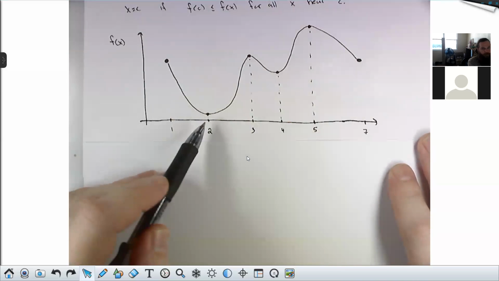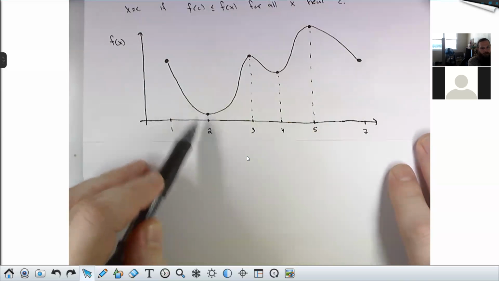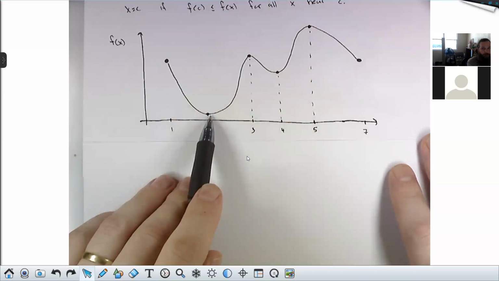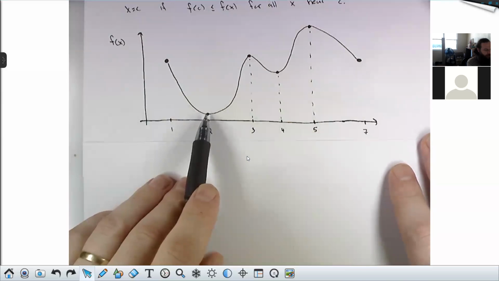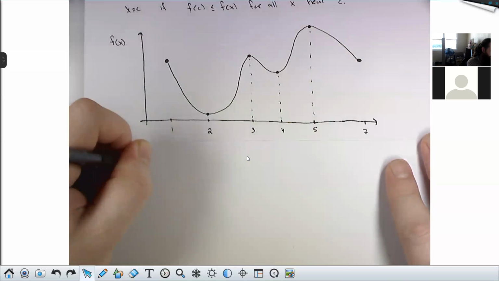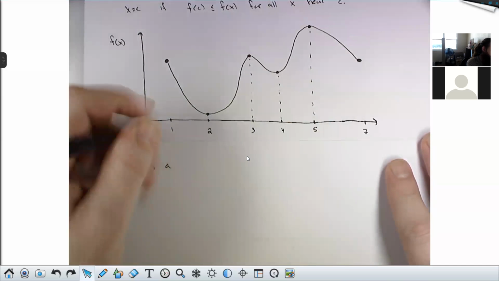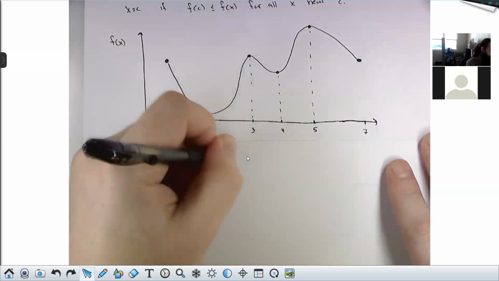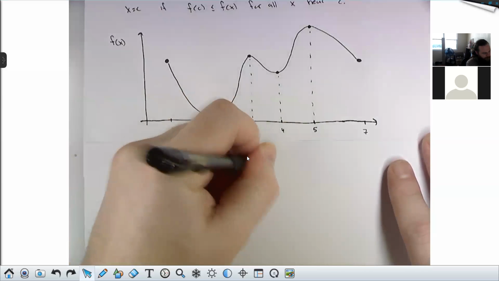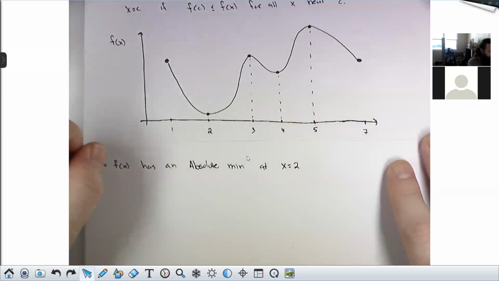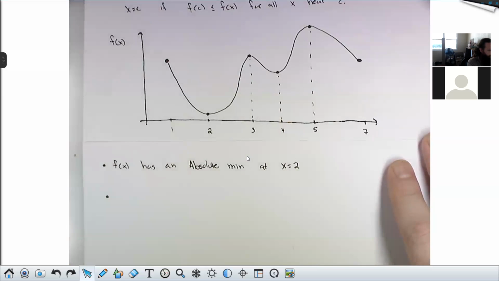So the thing that's happening at 2 here, if you look, this is actually the lowest point on the graph anywhere, right? The graph never dips below this. So we would say f of x has an absolute min at x equals 2. It's also a local min.